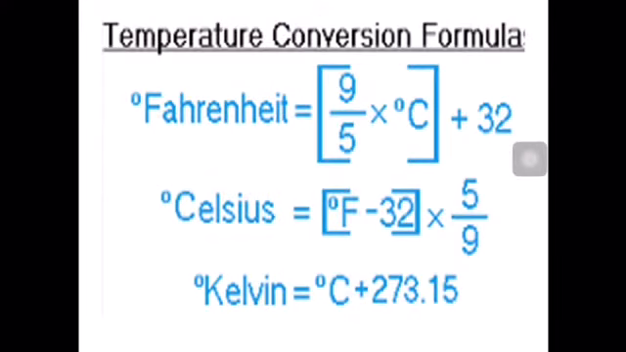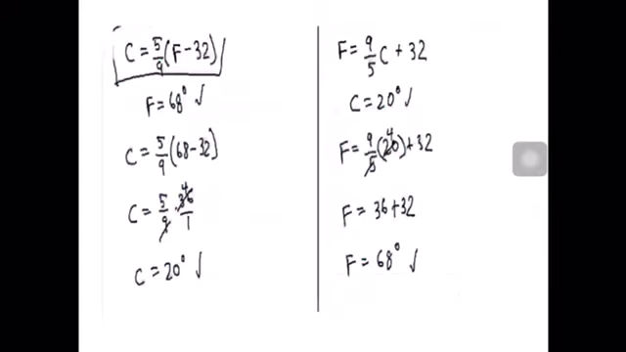Conversion of one scale from another can be done by using some formulas. When we have to convert Celsius into Fahrenheit, the formula is 9 by 5 into Celsius plus 32. When we have to convert Fahrenheit into Celsius, the formula is Fahrenheit minus 32 into 5 by 9. And when we have to convert Celsius into Kelvin, it is Celsius plus 273. Let us solve one example. If it is 68 degrees Fahrenheit, how do we convert it into Celsius?